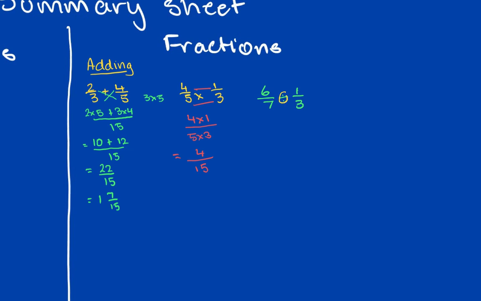Now dividing, we change the middle sign and we flip the second fraction. So 6 over 7 becomes a times, and that becomes 3 over 1. And then we just multiply across. 6 times 3 equals 18. 7 times 1 is 7. Now let's practice. 7 into 18, how many times? Well, 2 sevens are 14, so that's 2. What's left over? 4 out of 7. Well done.